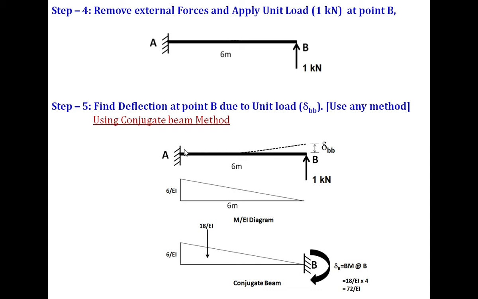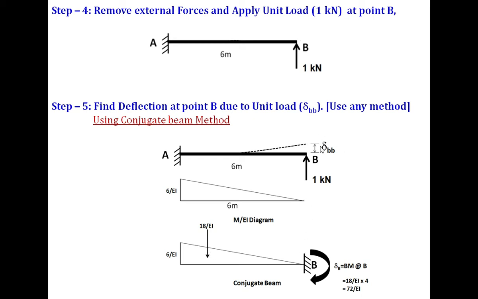So the bending moment diagram for 1 kN and 6 meter span is a positive diagram, and it will have the ordinate 1 into 6 equal to 6 by EI, and 6 meter is the base. So this triangular M upon EI diagram will become the loading on the conjugate beam. In the conjugate beam the fixed support will become free and free will become fixed. So this will be applied on this conjugate beam as a triangular load.